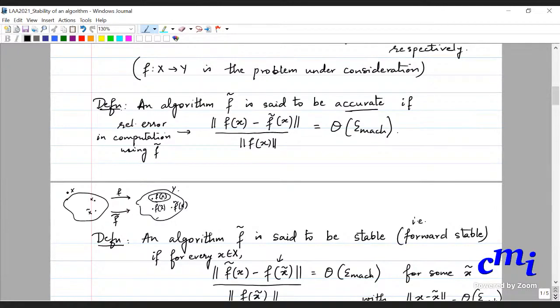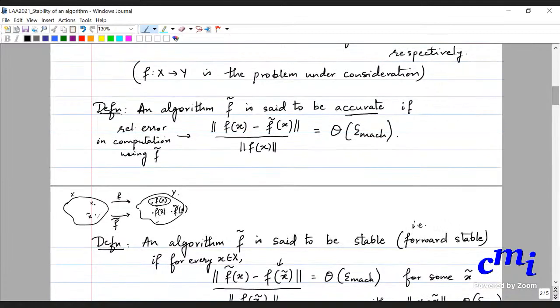So here we have X, the normed vector space of data, and Y is the normed vector space of solutions. You have your data points x and x tilde. Under the definition of the problem, x goes to f of x, and under f tilde, under the algorithm, x goes to f tilde x. So there are three things to consider here. x tilde is a slight perturbation in x. So let's look at the definition of forward stability.